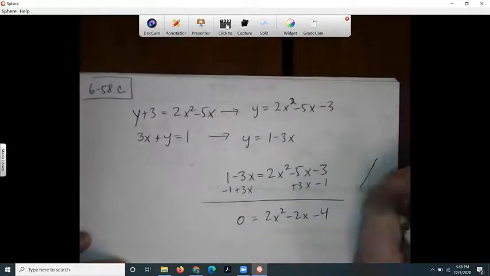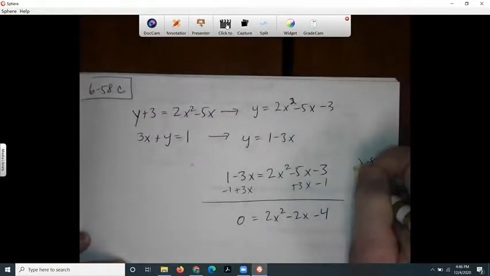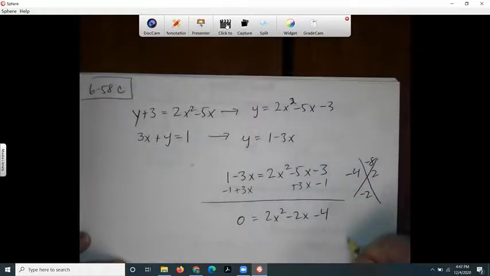And then I'll do a diamond problem on it. Did it work? Let's see.